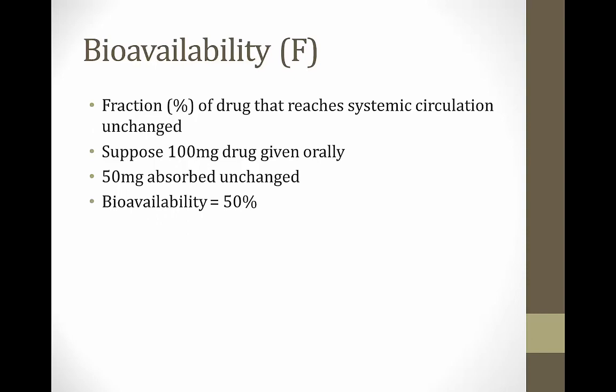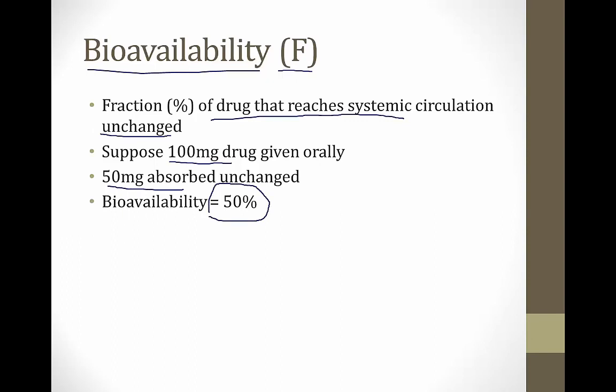We describe the amount of drug that's available to the body as the bioavailability, which is usually abbreviated with the letter F. So the bioavailability is the percent of the drug that reaches the systemic circulation unchanged from its initial form. Suppose you gave 100 milligrams of a drug orally, but after absorption and metabolism, only 50% reached the bloodstream unchanged. Then you would say the bioavailability of that drug is 50%.